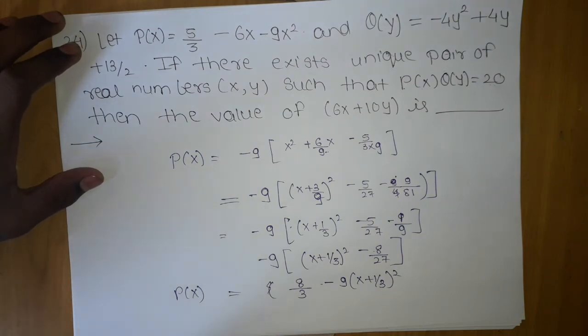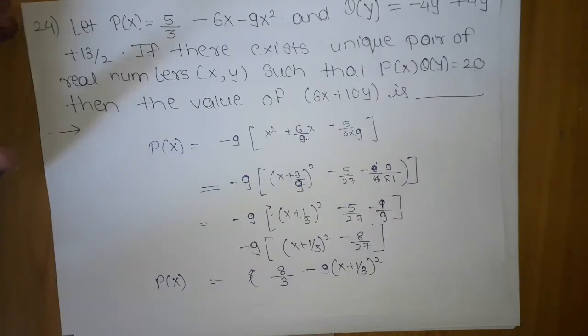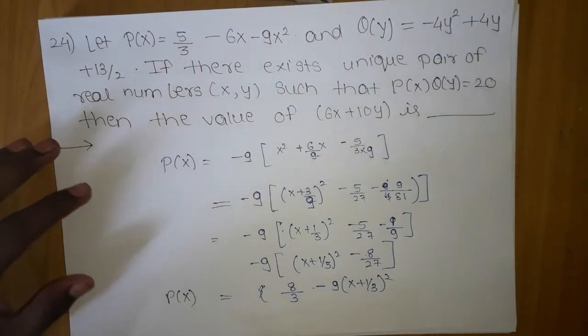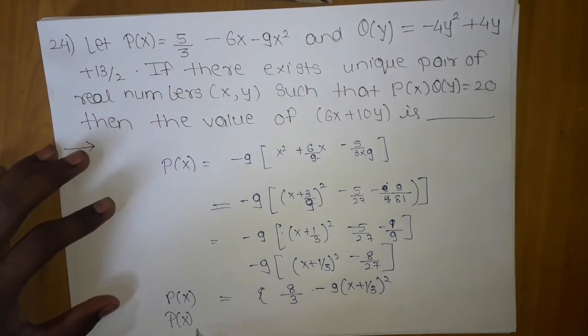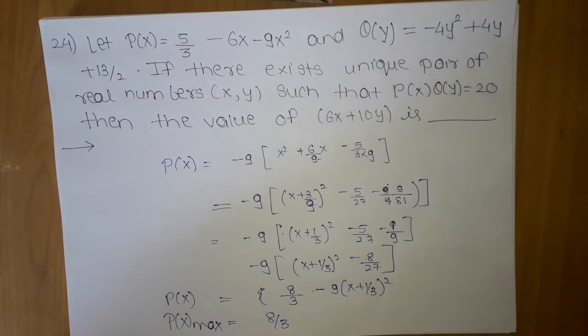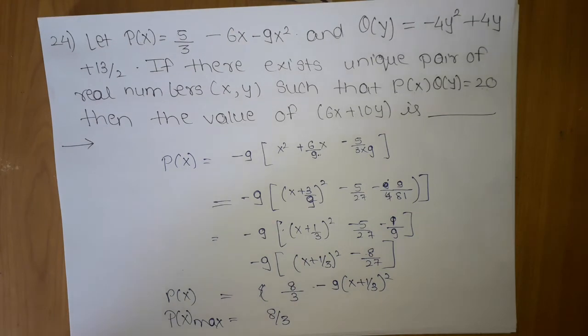Okay, you should be careful and know that here it is telling about the maximum and here it is telling about the minimum value. So p of x max is 8 by 3. Making a perfect square of a quadratic or a linear equation is itself a big task. If you don't know that, you are going to face a big problem in integration.